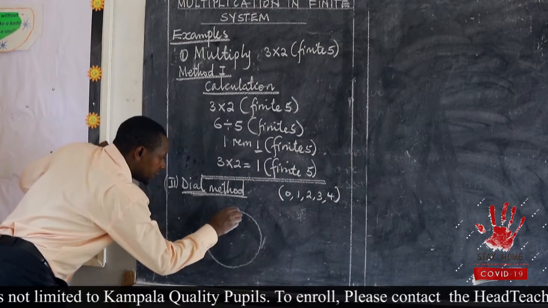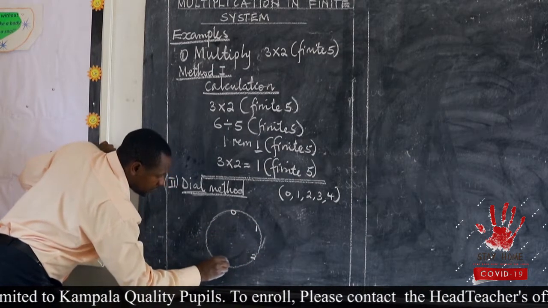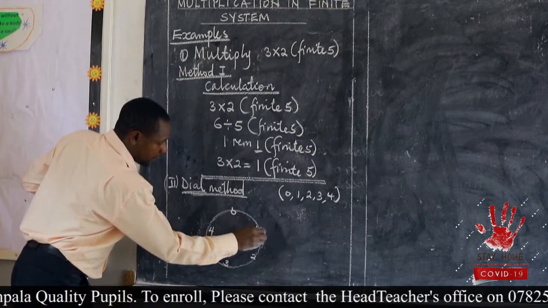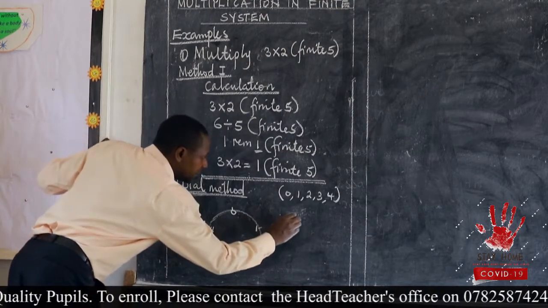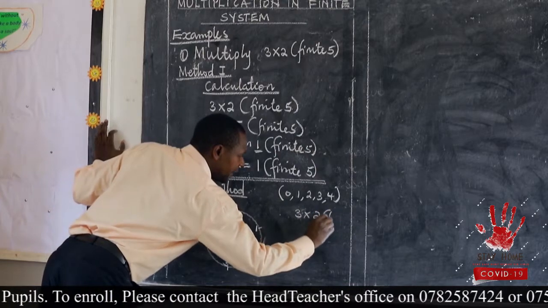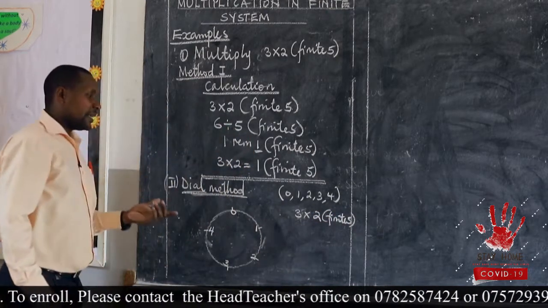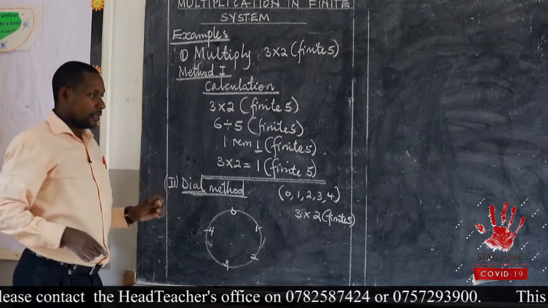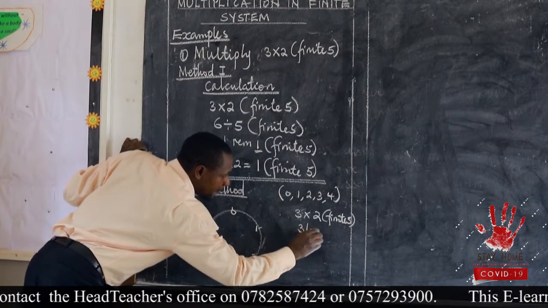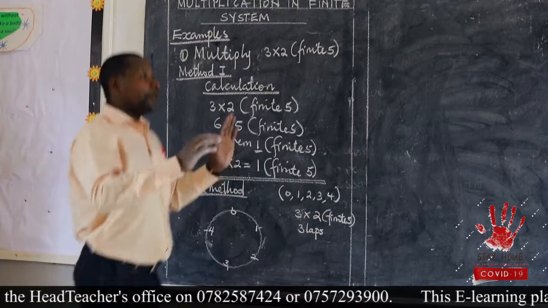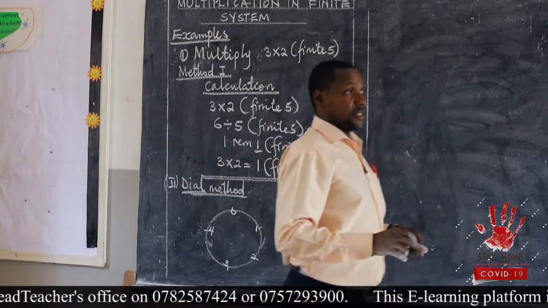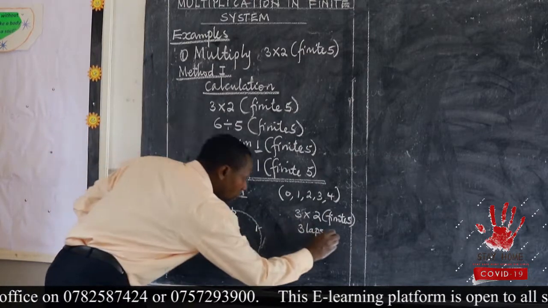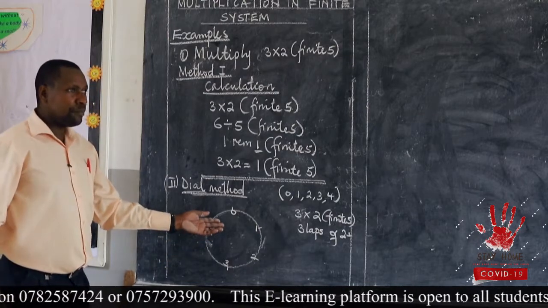So how do I make it? Here it will be 0. This is 1, 2, 3. Somebody is saying, let the 4 be here. Okay? Now, we come back and we interpret 3 times 2. If it is finite 5, in other words, they're asking, how many laps can I make clockwise? So this means 3 laps, or other people will call them jumps. How many jumps of 2s? 3 laps of 2s. How do you make them here?